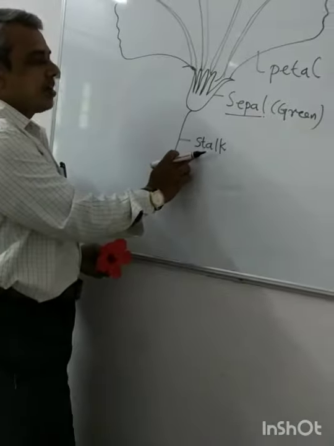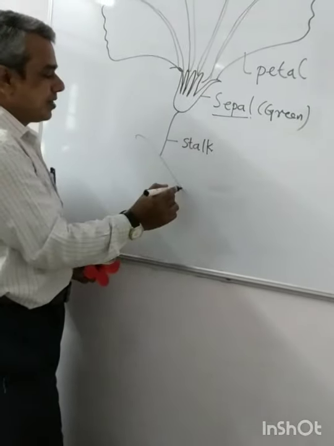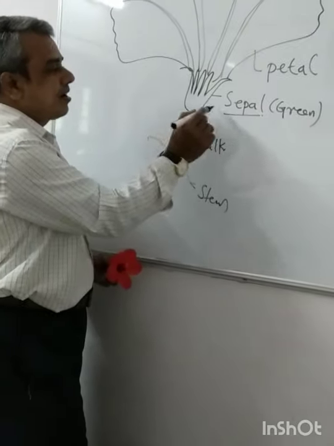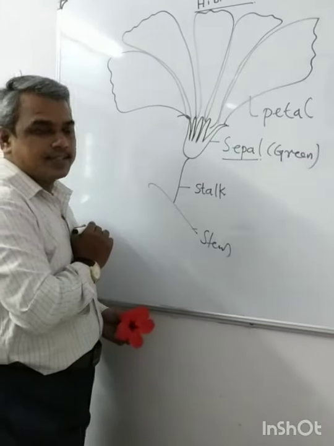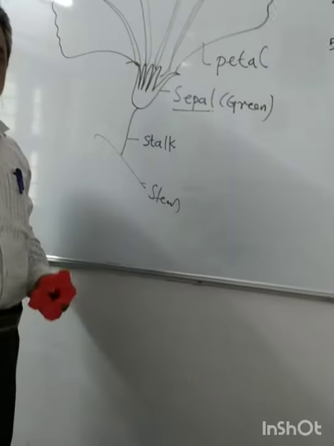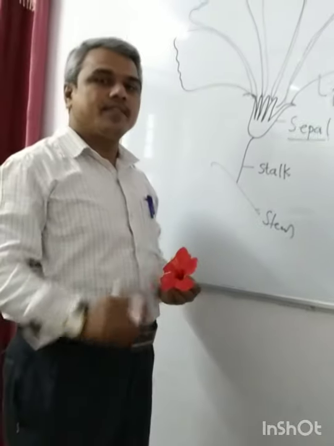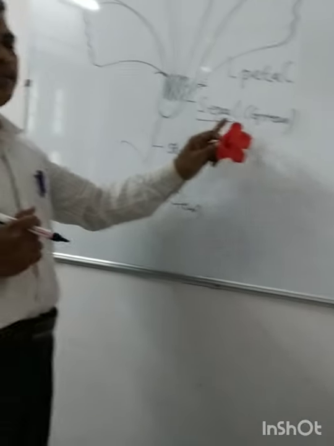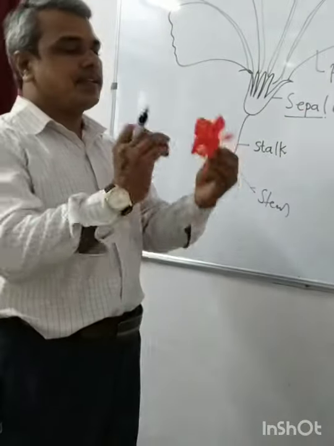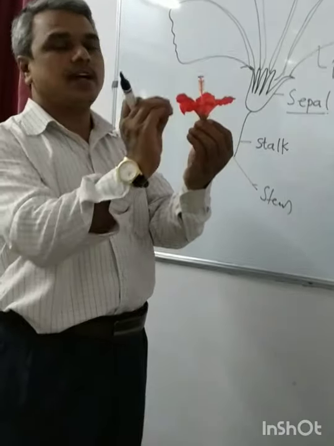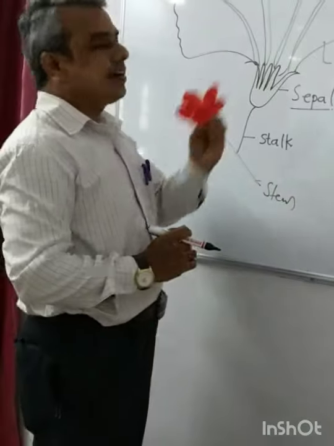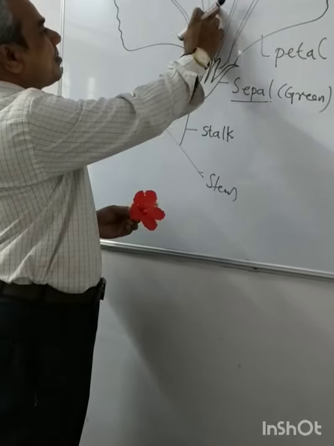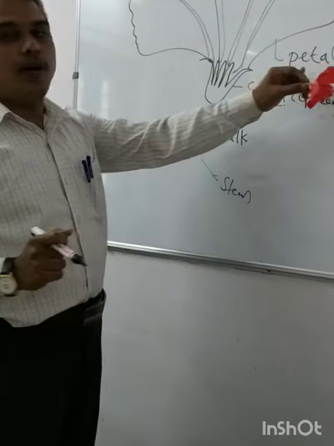Now what have we understood? The stalk is attached to the stem. After the stalk we have the green color, that is called sepal. What is the function of sepal? When the flower is in the bud stage, it prepares the food and supplies it to the bud, and by taking that food, the bud starts to bloom. When the bud opens, we get a flower, and the bright color part of the flower is called petals.